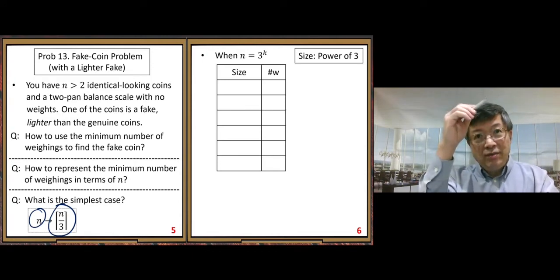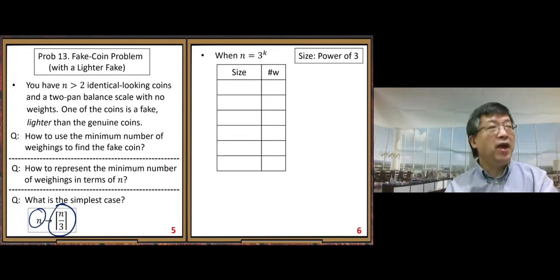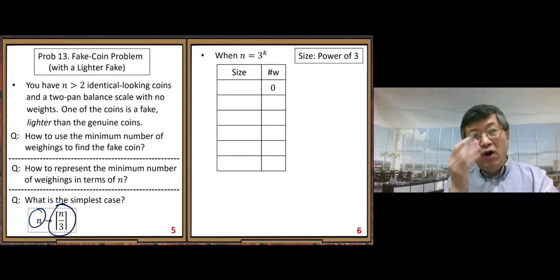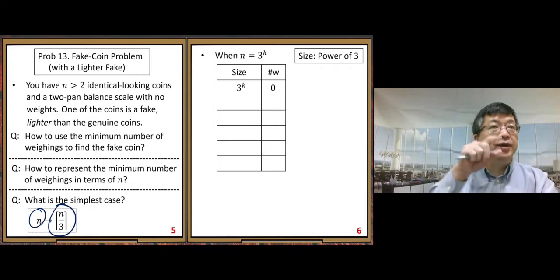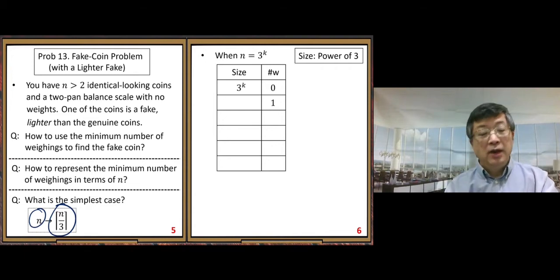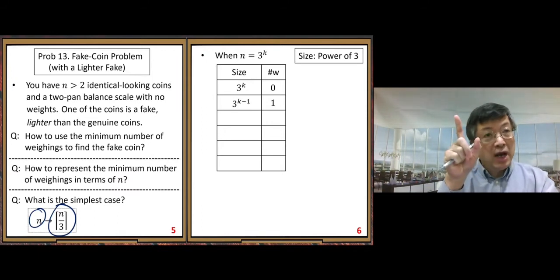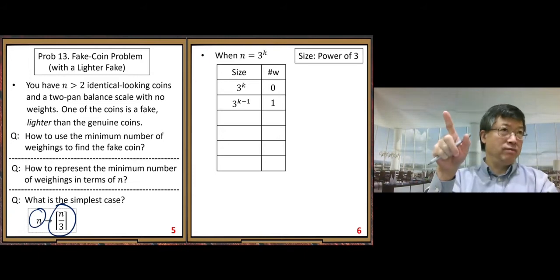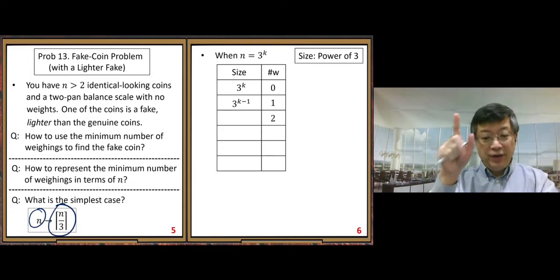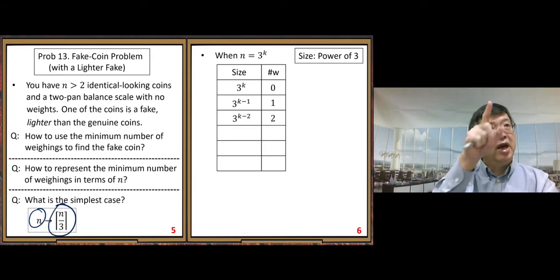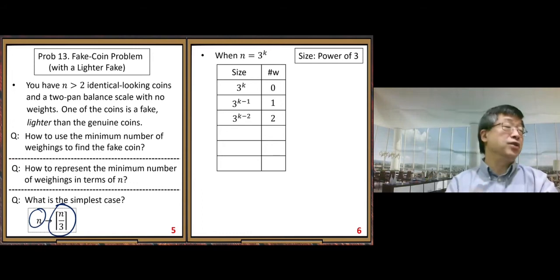list the problem size, number of weighings, and find the relationship between them. Before we make our first weighing, problem size is 3 to the kth. Then after the first weighing, problem size becomes 3 to the k minus 1, and so on. After the second, 3 to the k minus 2, and so on.